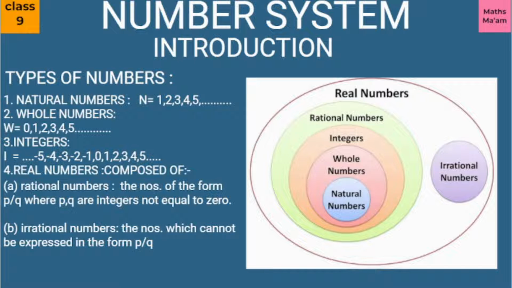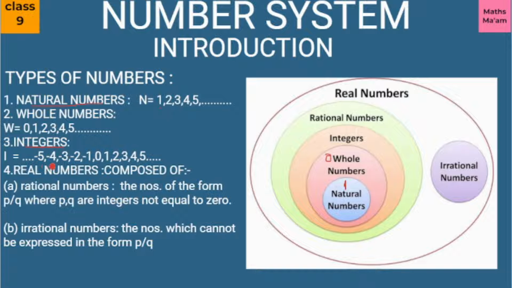So in the introduction part, first of all we'll learn what types of numbers we have. Firstly, the first type of numbers we have are the natural numbers. Natural numbers start from 1, 2, 3, 4 and so on. So the starting number in natural numbers is 1. And if we include 0 in it, then they become whole numbers. The starting number will be 0, 1, 2, 3 and so on, like this. And the third type of numbers are integers.